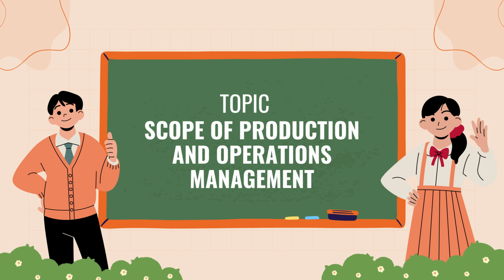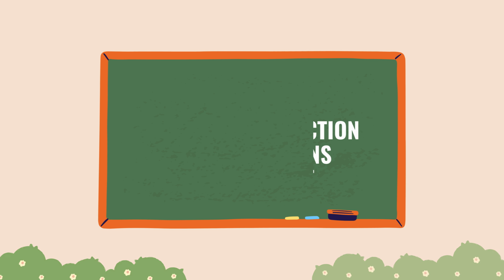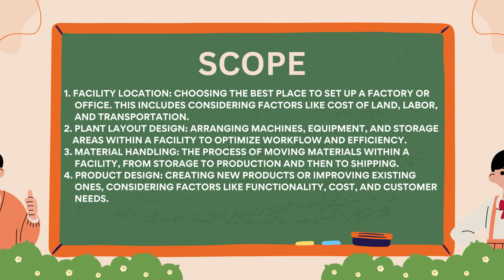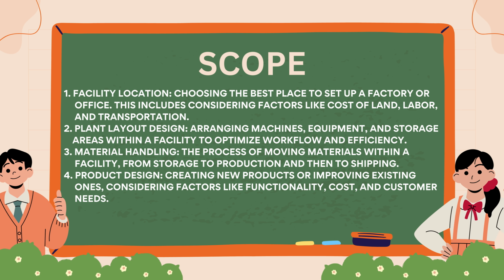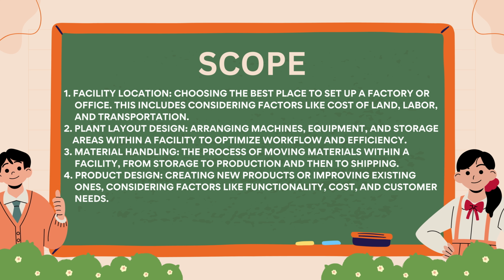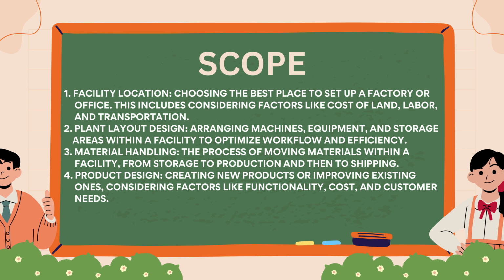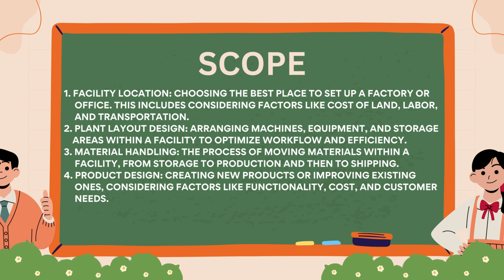Today we are going to talk about scope of production and operations management. 1. Facility location. Choosing the best place to set up a factory or office. This includes considering factors like cost of land, labor, and transportation.